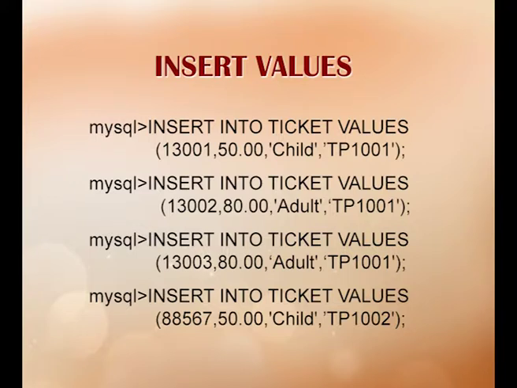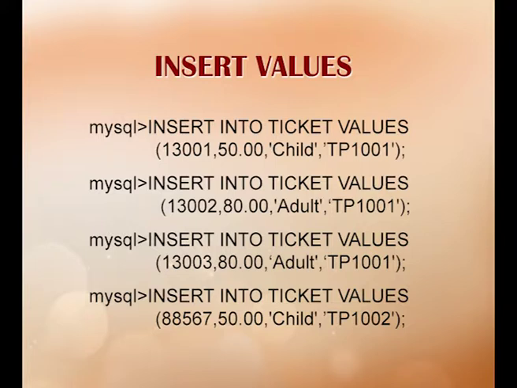Suppose if you insert the values into ticket first and then later into theme park, it does not allow. Why? Because here we are using TP1001, the code of the theme park, as the foreign key. So, first we have to input the primary key values, and only then can we come to the next table in which it is being referred.